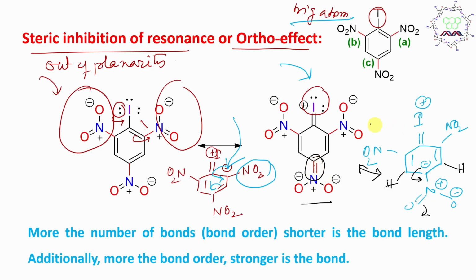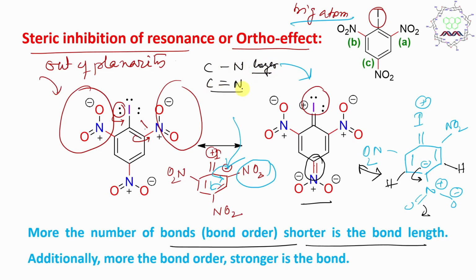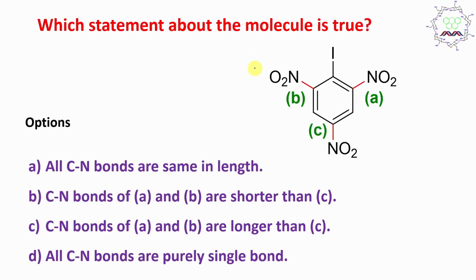Now one thing, students: if I say carbon nitrogen double bond here, it means a higher bond order, and the higher the bond order, the shorter the bond length. So if you compare a carbon nitrogen single bond versus a carbon nitrogen double bond, the carbon nitrogen single bond is actually longer than the double bond. And furthermore, with a higher bond order, the double bond is obviously stronger than the single bond. So these are the two messages we can take.